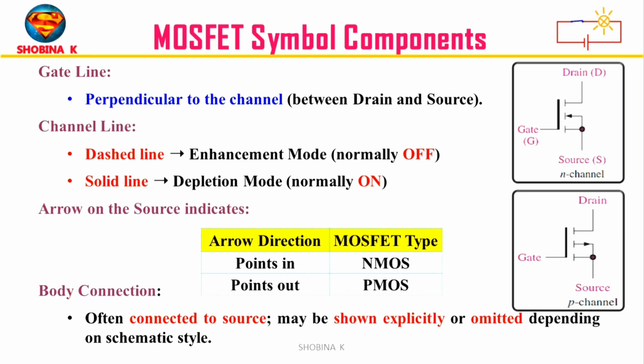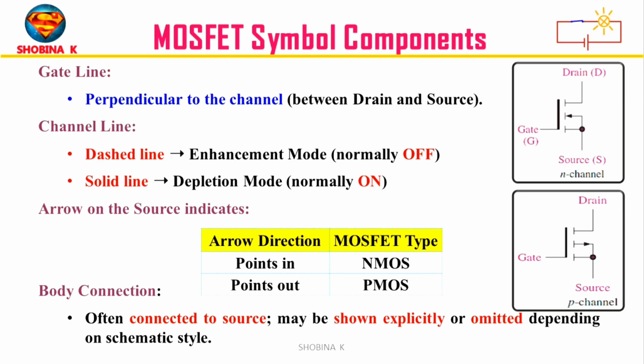Next, arrow. Arrow shows the direction of current flow and type of channel. For N-channel MOSFET, the arrow points into the body. For P-channel MOSFET, the arrow points away from the body. Look at the diagram. The arrow comes from the body, but sometimes we say arrow on the source because source and body are usually tied together in the circuit. Remember, arrow shows the type of MOSFET, not the actual current direction.